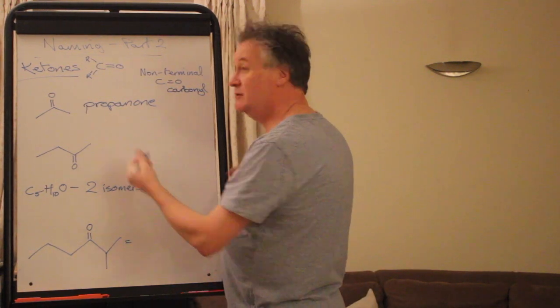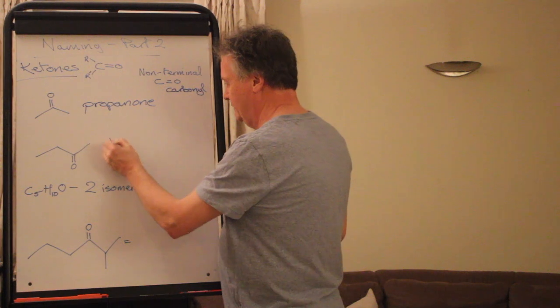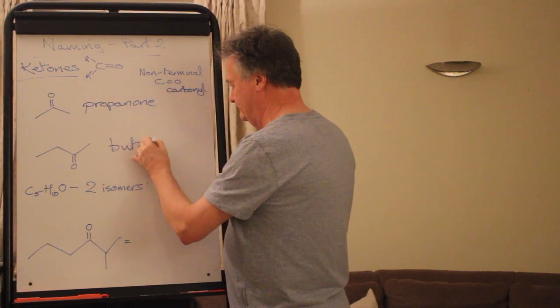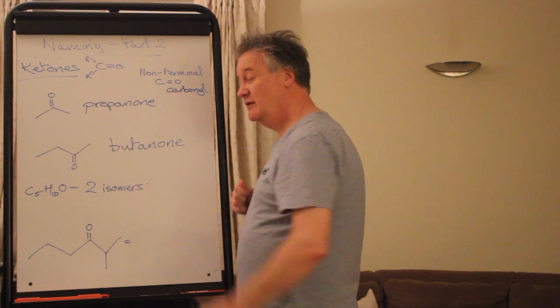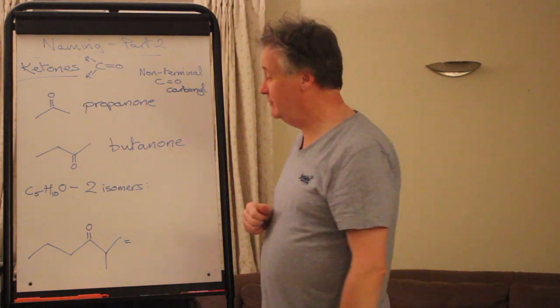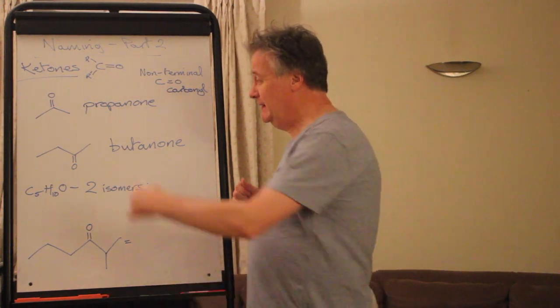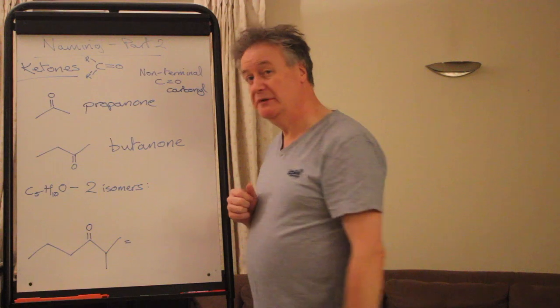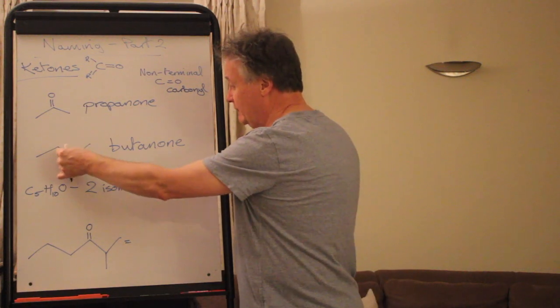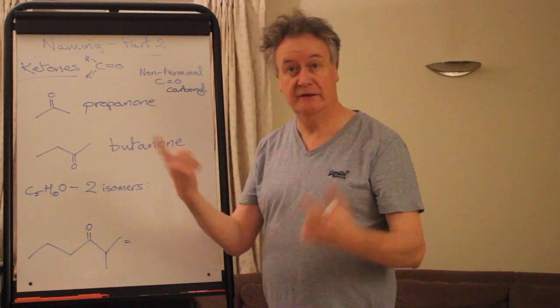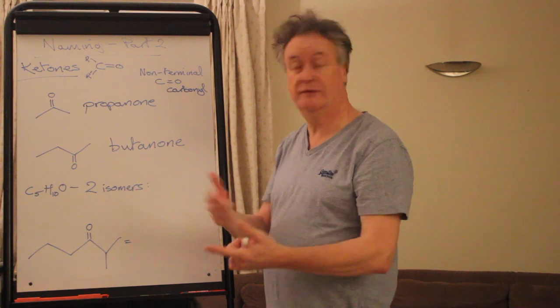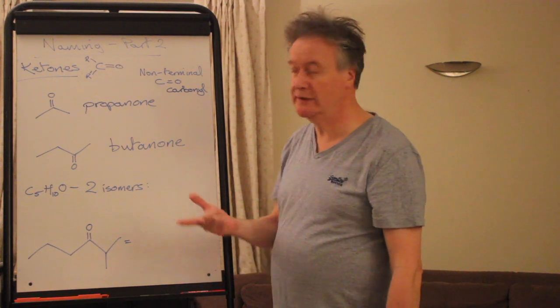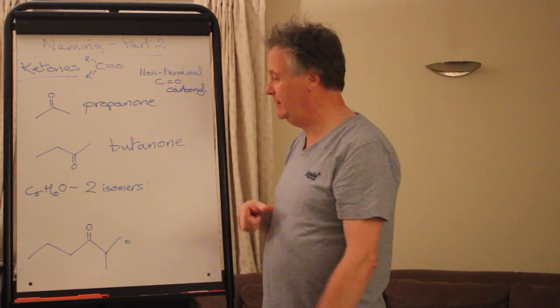This one here also doesn't have a number. This is butanone. You will see it written as butan-2-one by numerous people, but there is no butan-3-one, because if you move it to the next carbon, you just number it from the other end and it's still on the second carbon. Therefore, there's no need for a name with a number.